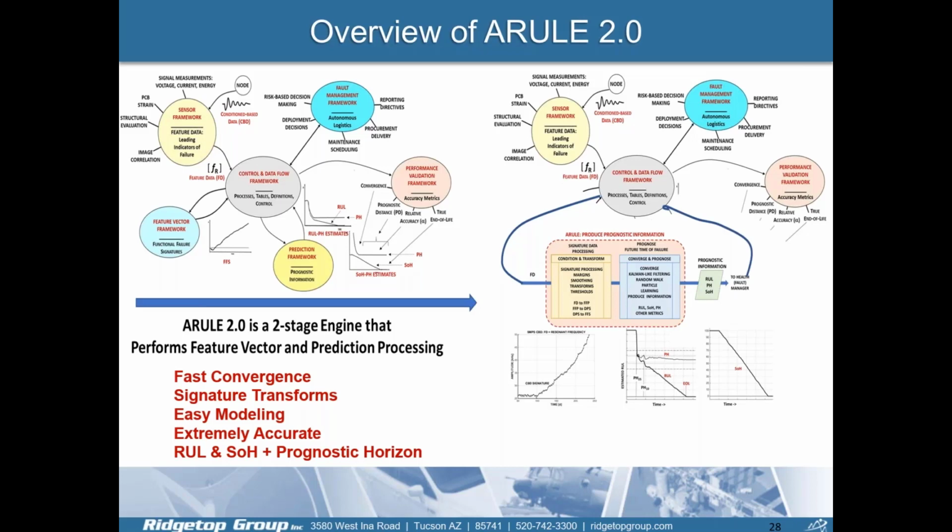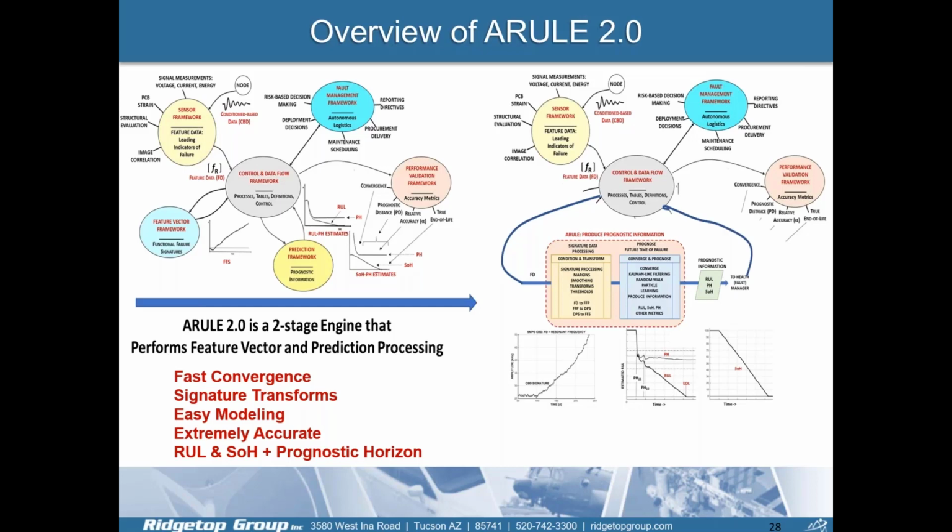Our new engine, A-Rule 2.0, amongst other features, has fast convergence. As you can see in the middle plot on the right-hand side, no matter what it is, you cannot accurately say it will fail in exactly 100.5 hours. You're either going to be high or low. You'll never be right on. So our engine has to start with an initial error and converge to the true solution, and we do it very, very rapidly.